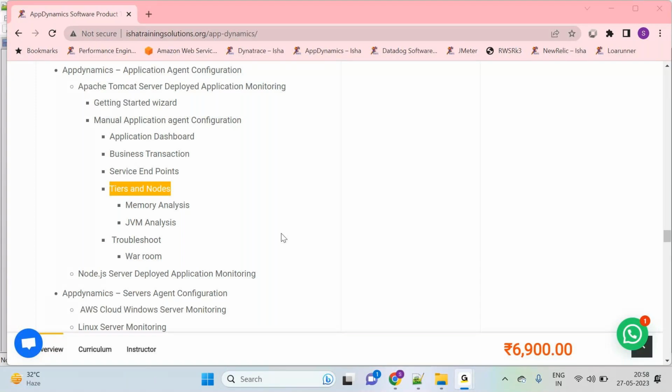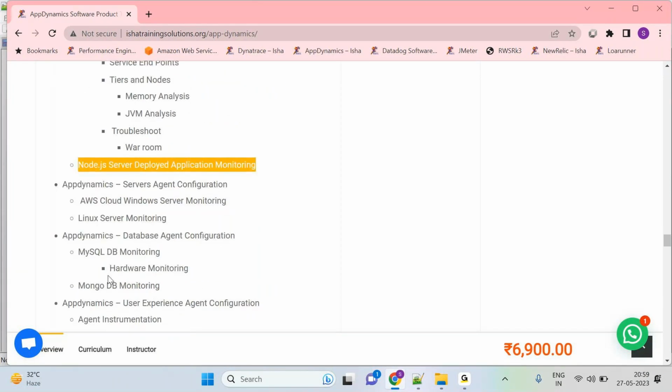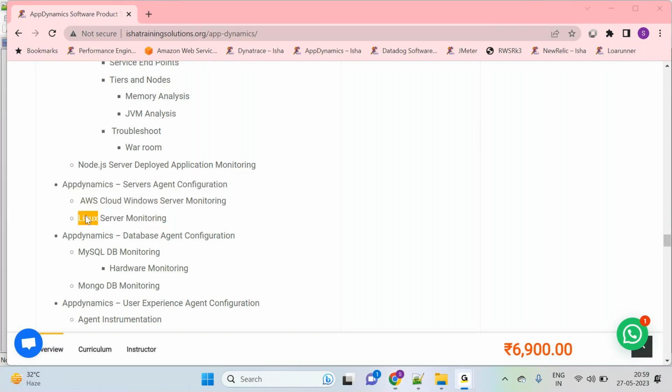Similarly, the Node.js application agent also we are going to cover. That is the next application agent. And then we are going to cover two machine agents. In the AppDynamics world, the machine agent is nothing but how you monitor the infrastructure. While doing that, how we are going to monitor CPU, memory, disk, network, we will discuss that with respect to the Windows flavor and the Linux flavor. Both things we are going to discuss.